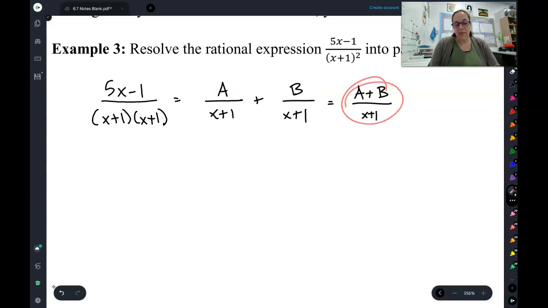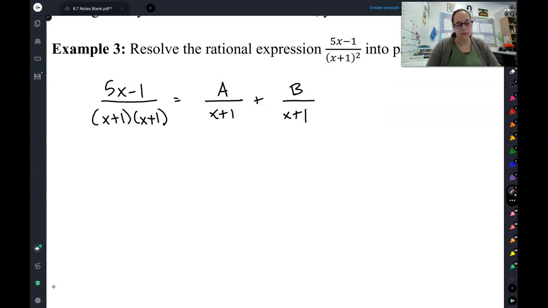But this is not the same thing as that. This one only has one x plus 1 on bottom. This one has two x plus 1s on bottom. So this method that we did in the last videos is not going to work. So here's how we handle this.